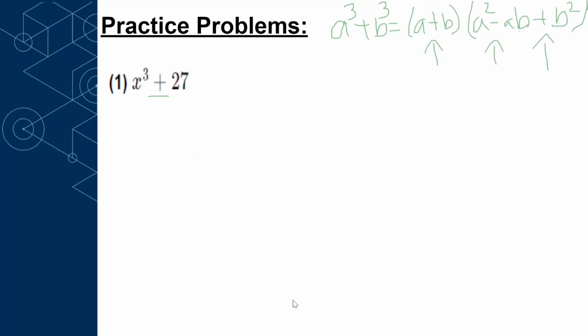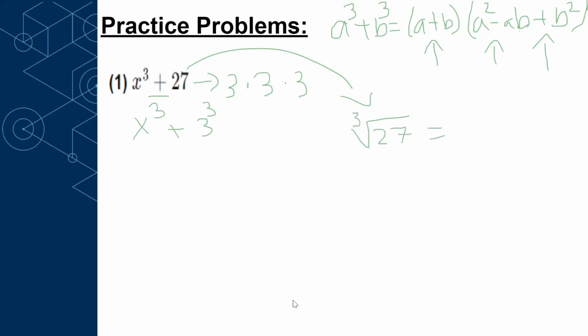So, how do I know that I have to use the formula of the sum of perfect cubes? Well, I know x to the third power is a perfect cube. And I know 27 is exactly 3 times 3 times 3, like I just said. Which is also 3 to the third power, which makes that a perfect cube as well. Because in other words, if you take the cube root of 27, you get 3, right?